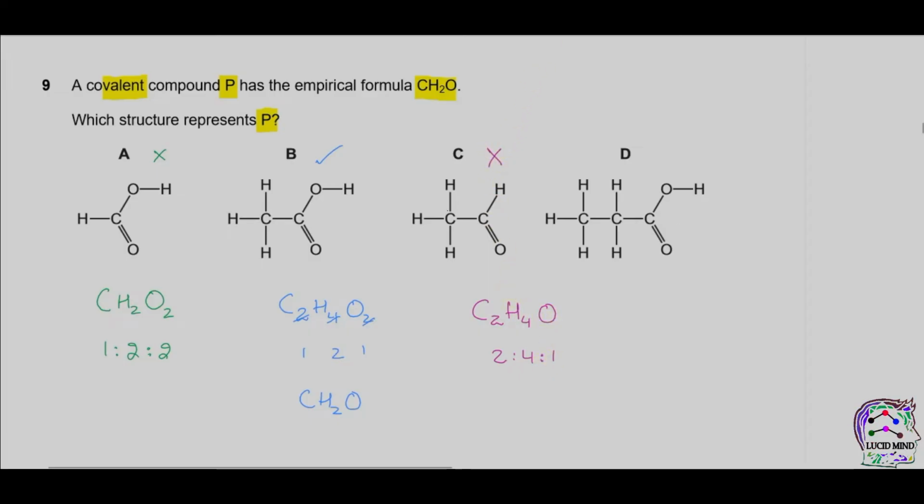It is wrong. Part D, 3 carbon atoms are there, 6 hydrogen atoms are present and 2 oxygen atoms. This cannot be simplified further because we have an odd number present with an even number. So therefore this is the empirical formula. It is also incorrect. Correct answer is therefore B.